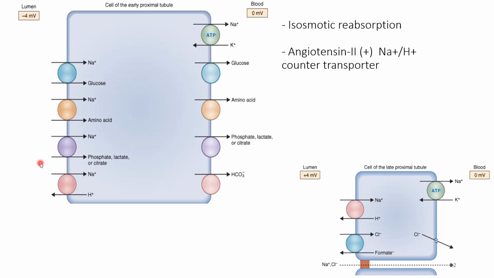Now, the osmolarity of this fluid when it exits the PCT and enters the loop of Henle system is still 300. The volume has decreased. Very important to note. The volume has decreased because you have reabsorbed so many things from it. However, the osmolarity is the same because of this phenomenon that I've just explained. Sodium and water have been reabsorbed together. So this is called isoosmotic reabsorption.